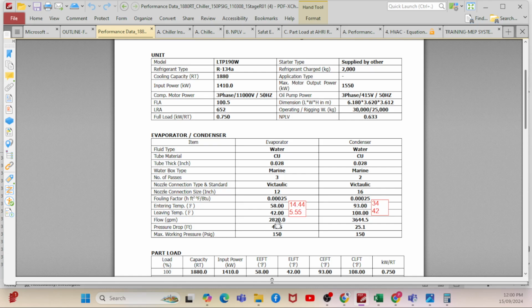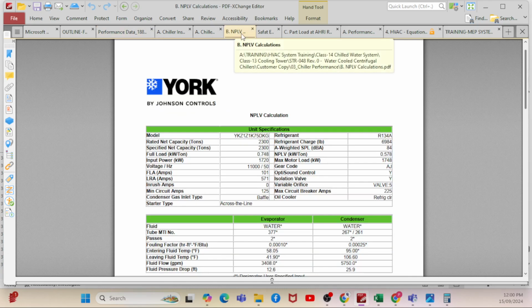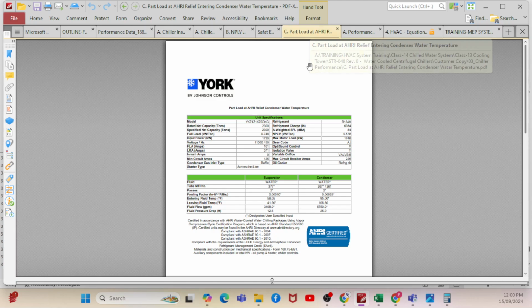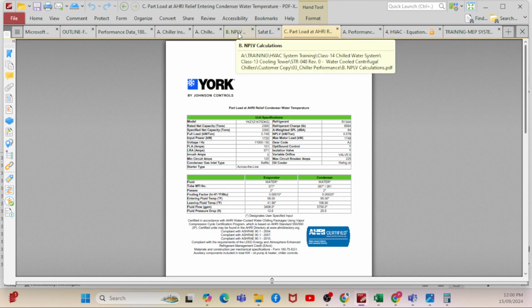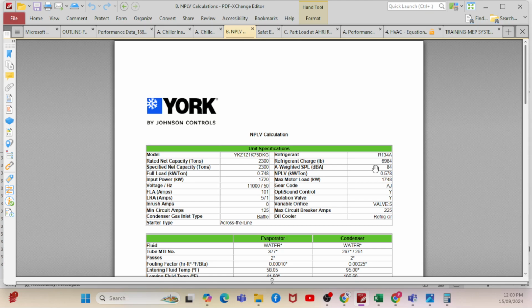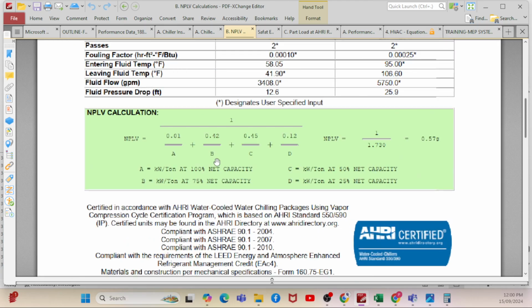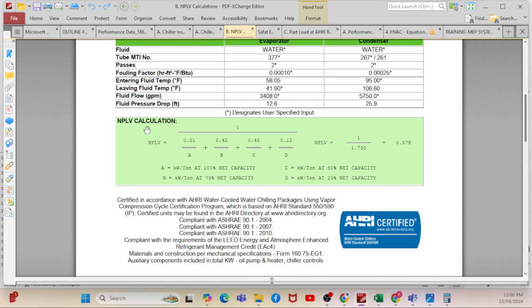Okay, but there is efficiency to be considered. So if you apply the efficiency, you are able to get closer to that value. Maybe not exactly the same, maybe closer to that value, because efficiency matters, right? Okay. Now if you go to calculations, NPLV calculations or part load calculations, you can see the formula, right, for NPLV or IPLV.